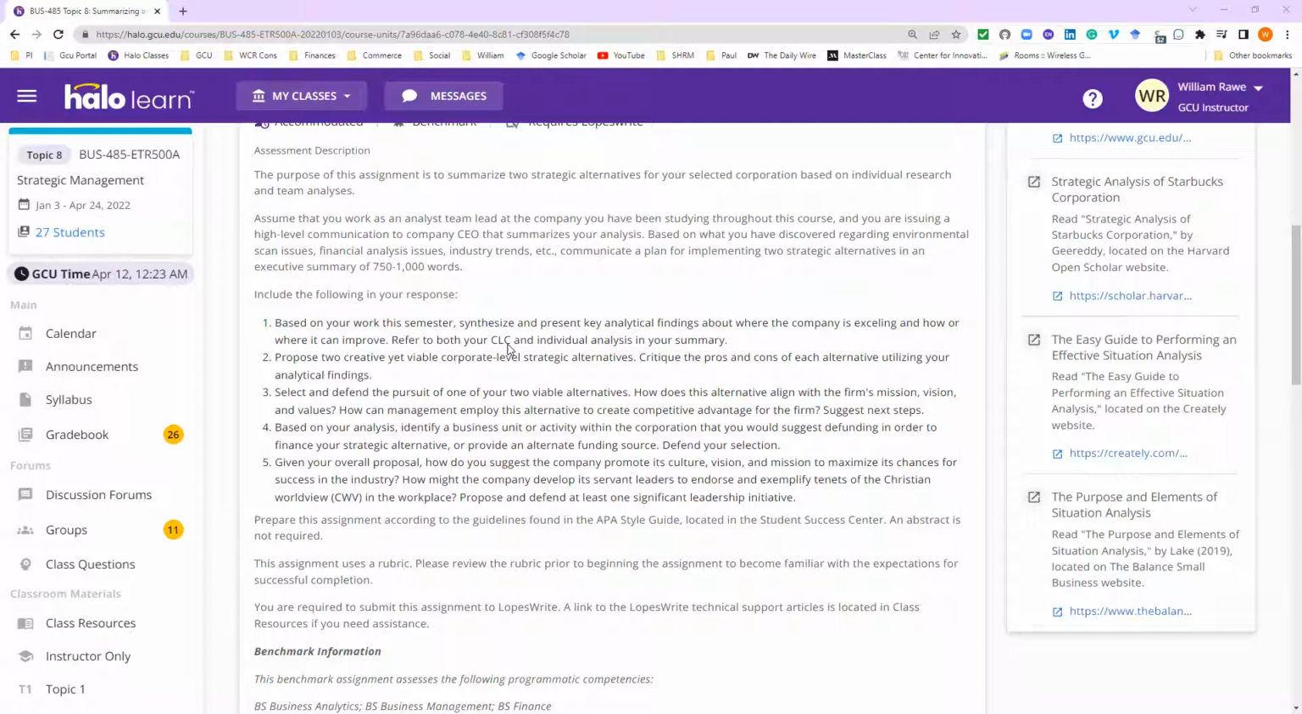So assume that you work as an analyst team lead at the company you've been studying throughout this course, and you're using a high-level communication to the company CEO that summarizes your analysis based on what you've discovered regarding environmental scan issues, financial analysis issues, industry trends, and so on. Communicate a plan for implementing two strategic alternatives in an executive summary of 750 to 1,000 words.